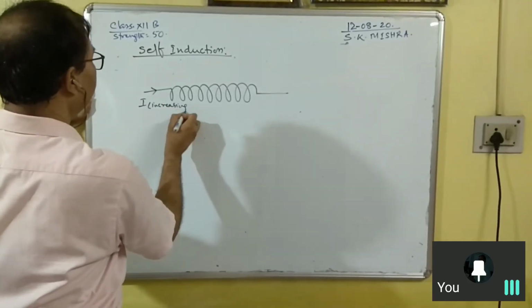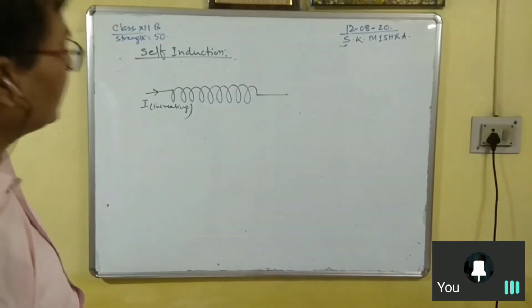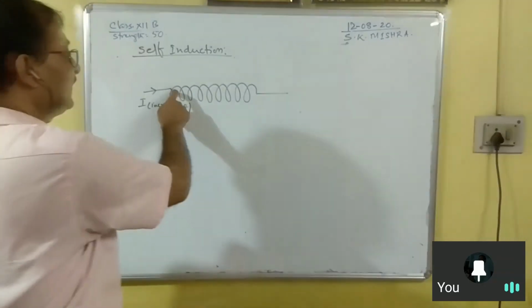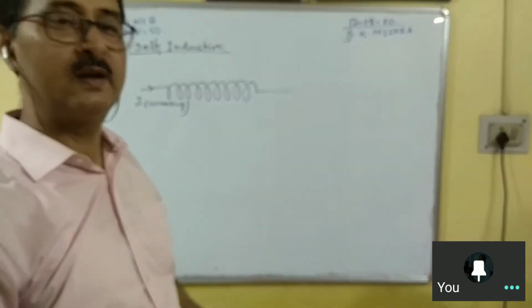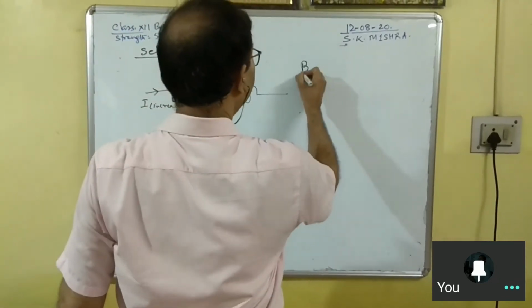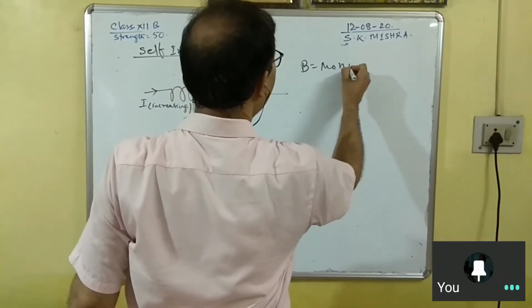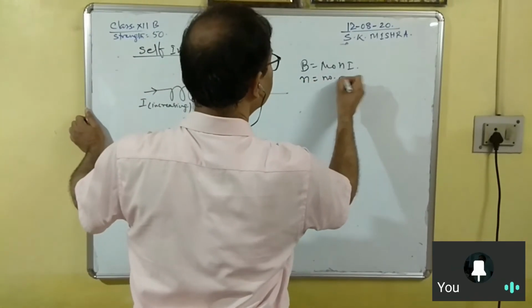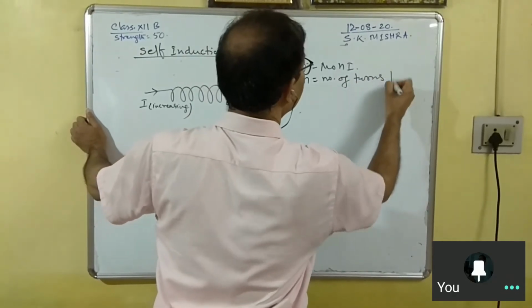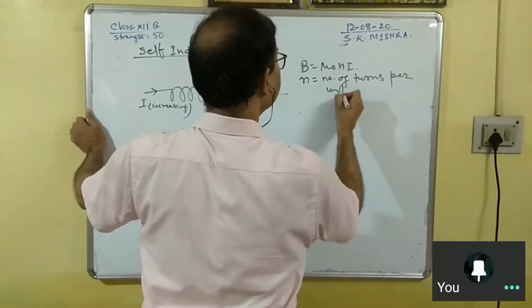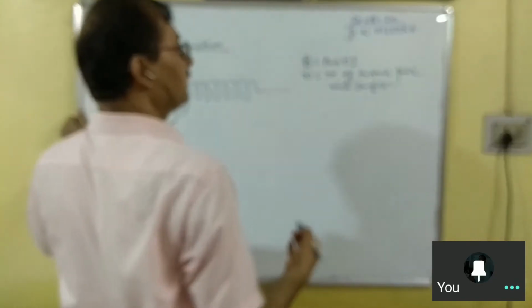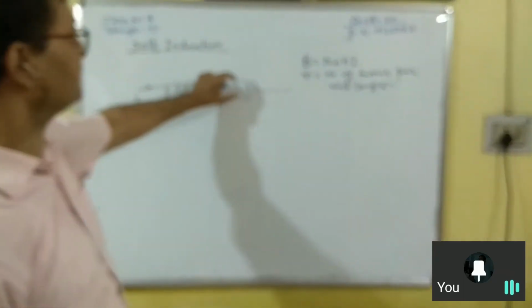then you know what will happen? If an increasing current passes through the solenoid, then the magnetic field inside the solenoid will also change, because the magnetic field inside a solenoid is B equals mu naught n I. Now n stands for number of turns per unit length, and mu naught is the absolute permeability of free space or vacuum. If inside it is vacuum, then mu naught.